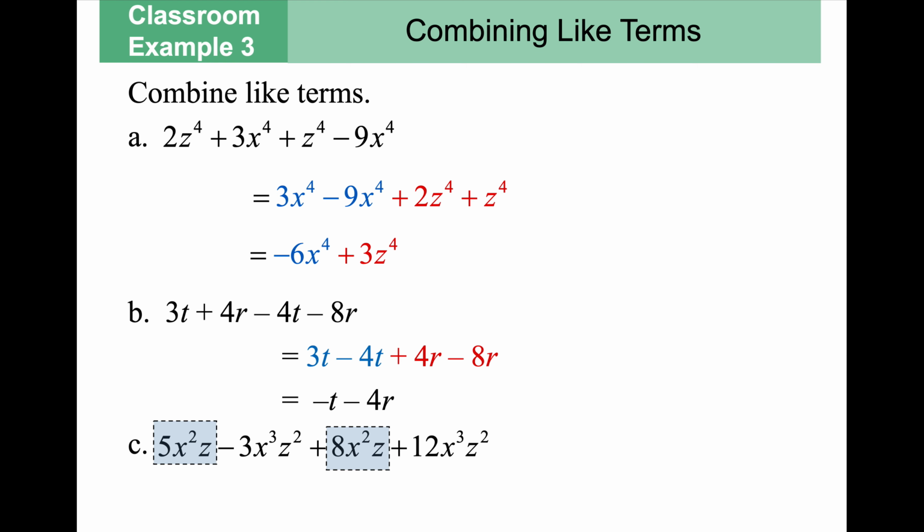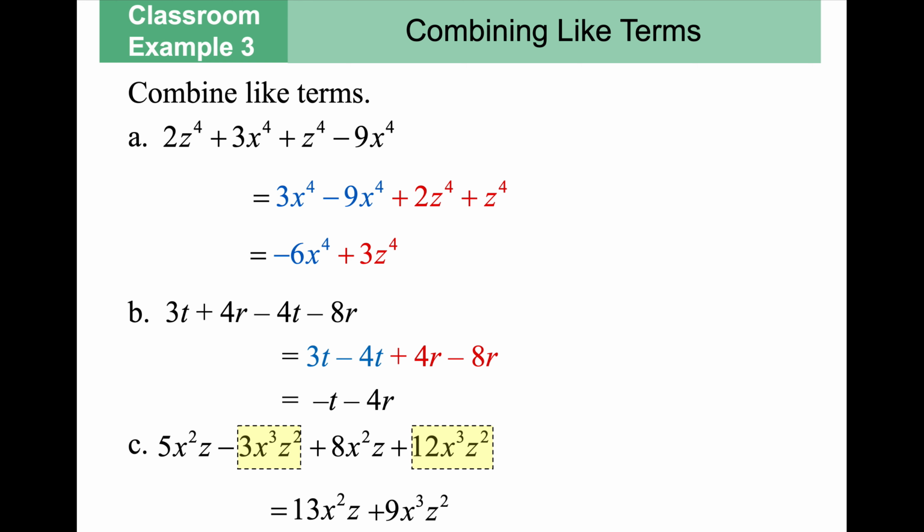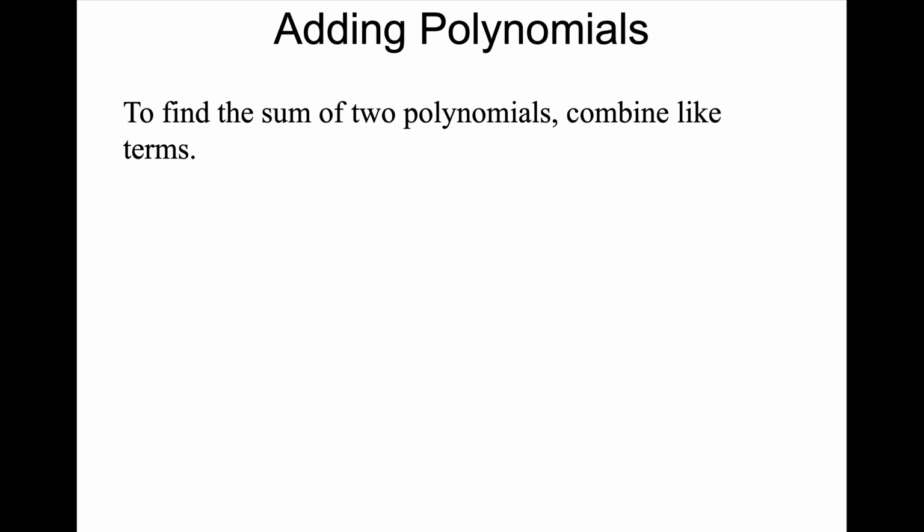Same thing in C. What I'm going to do here is box them in. So 5 plus 8 is 13. Then I have negative 3 and positive 12, and that's going to be 9 x cubed z squared. So it's just a different way than color coding. Some people don't like to color code. They like to draw boxes or circles, and you can also do that in part C.